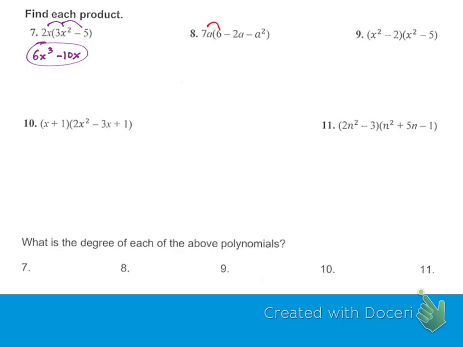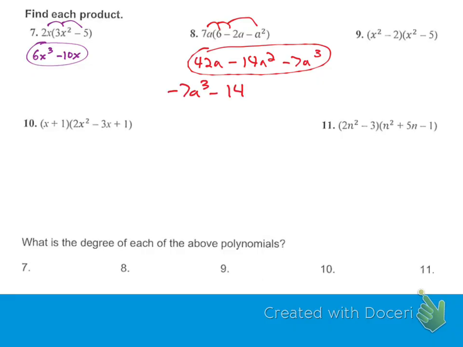Number 8, we distribute the 7a to all 3 terms, right? It's a monomial times a trinomial. So 7a times 6 gives me 42a. And then 7a times negative 2a would give me negative 14a squared. And then 7a times negative a squared would be negative 7a cubed. All right, now in standard form, that would be negative 7a cubed minus 14a squared plus 42a.